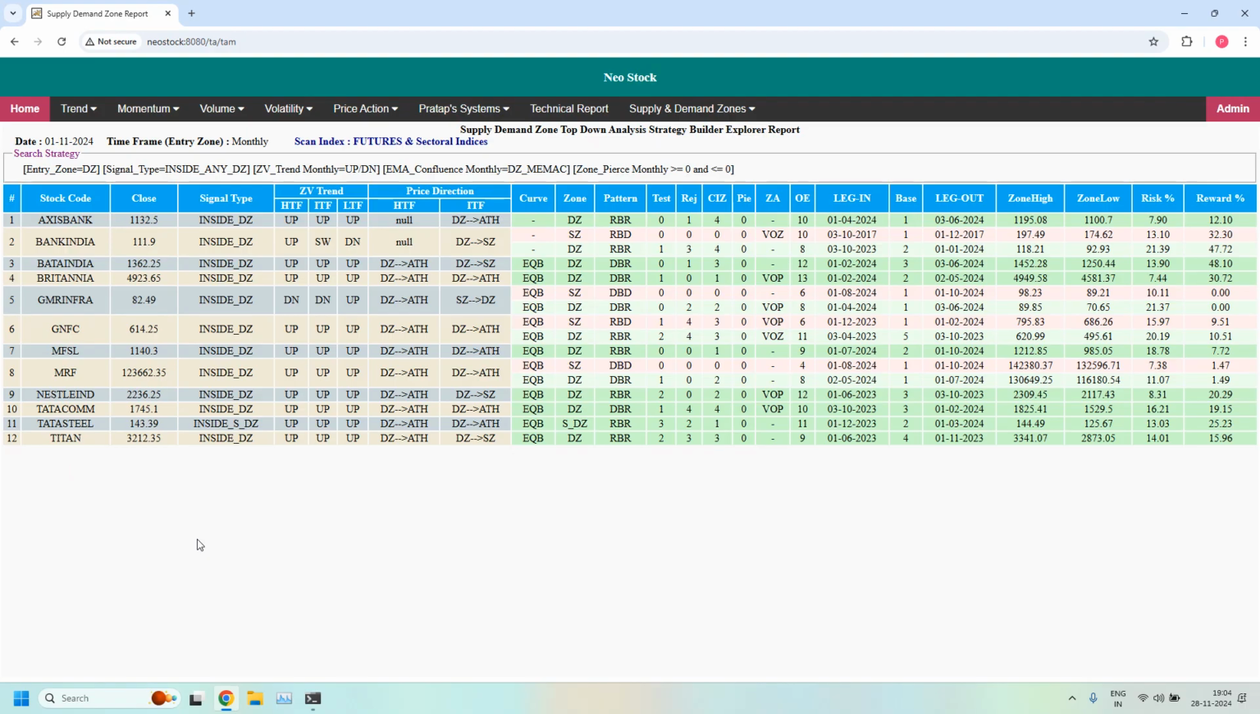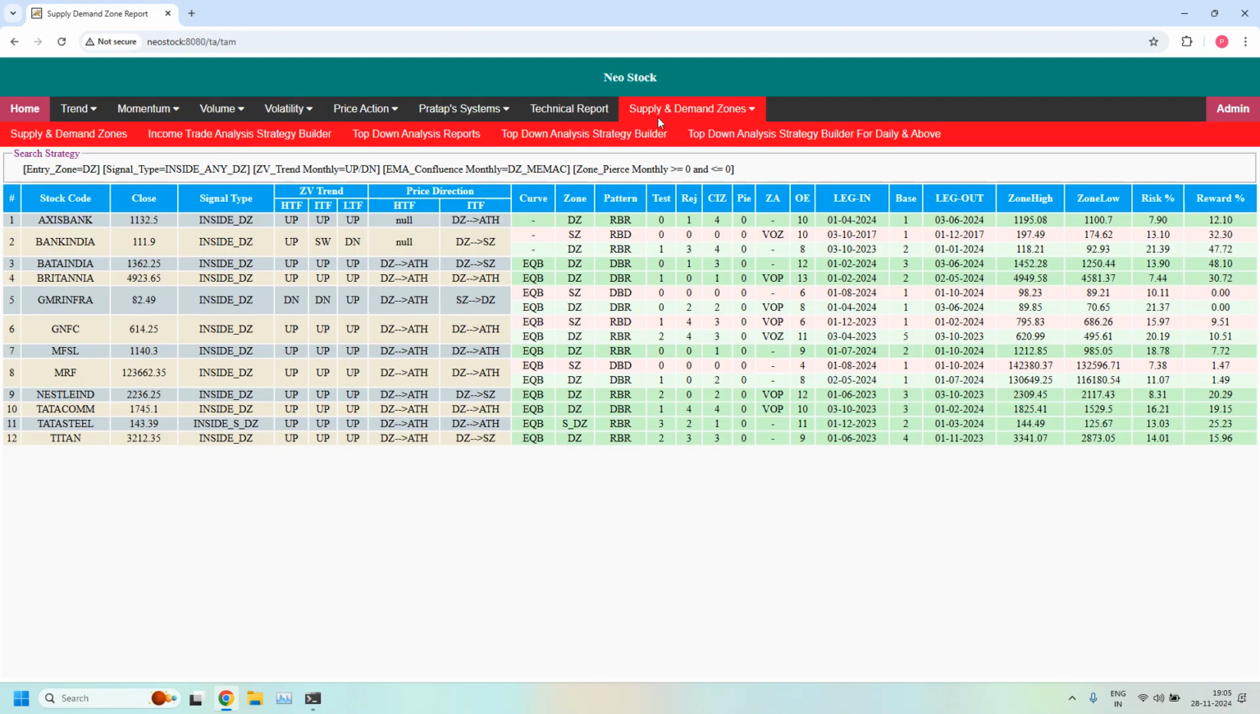So total 12 stocks. So all these monthly demand zones are having monthly EMA Confluence. Monthly trend is nothing but LTF trend. Whichever the time frame you select, that time frame always you should look into the LTF time frame.